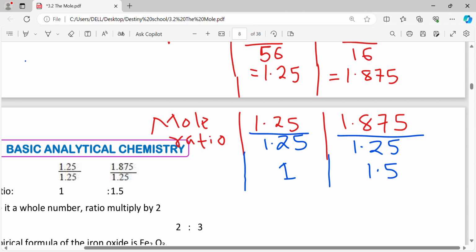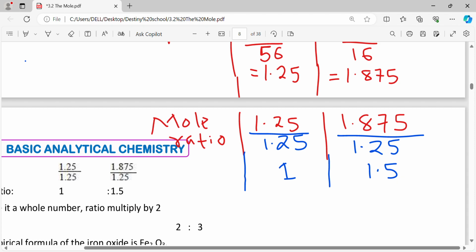But remember one thing. We said that the mole ratios should be in whole numbers. The definition of empirical formula that we had given was the whole number ratio of atoms when they combine to form the compound. So it means that the empirical formula should be in whole numbers, not decimals. So we must make this to be in whole numbers. We have 1 and we have 1.5.